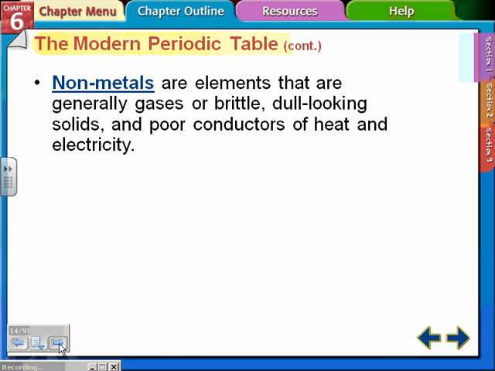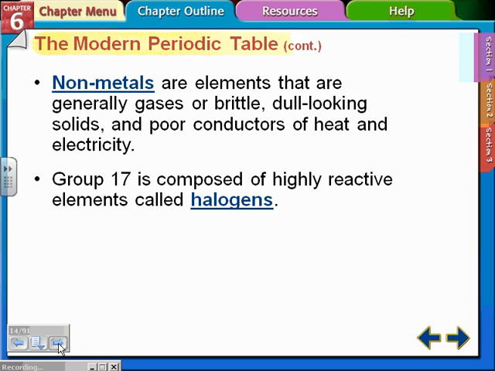Nonmetals are poor conductors of heat and electricity. They're brittle. They're basically the opposite of whatever a metal is. The properties that metals have, nonmetals don't. And there are a wide variety of properties because a lot of the nonmetals are gases. Some are solids. And if they're solids, they're brittle solids.